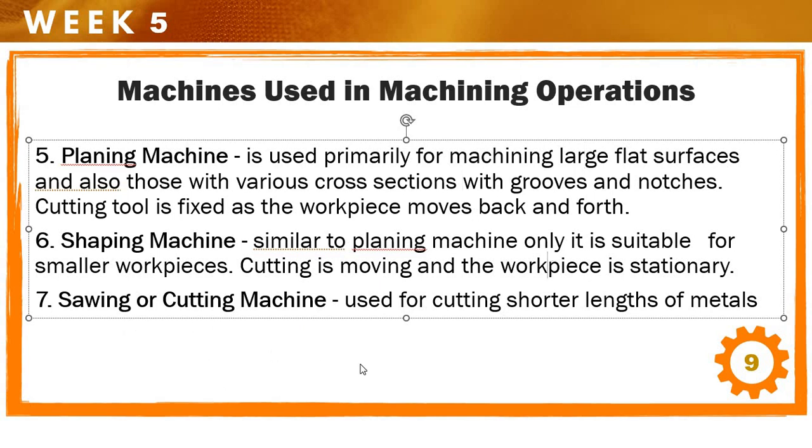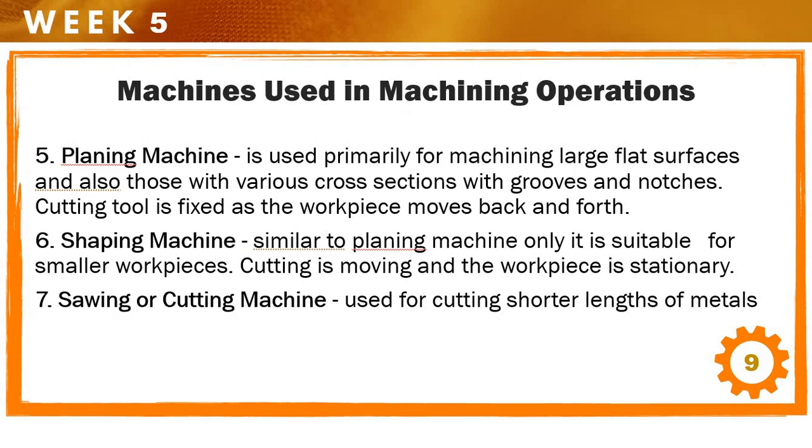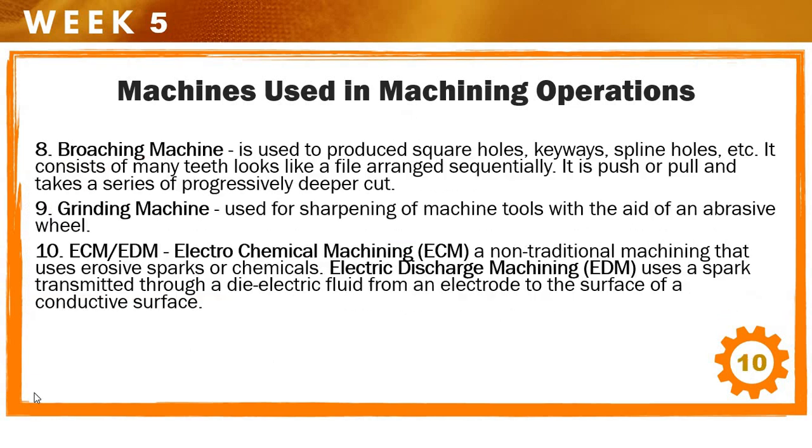The next is the sawing or cutting machine, used for cutting shorter lengths of metal. So this is the most common machining operation that we can see. The common cutting of materials using a saw, or a hacksaw, is a machining operation. Then next, the broaching machine is used to produce square holes, keyways, spline holes, etc.